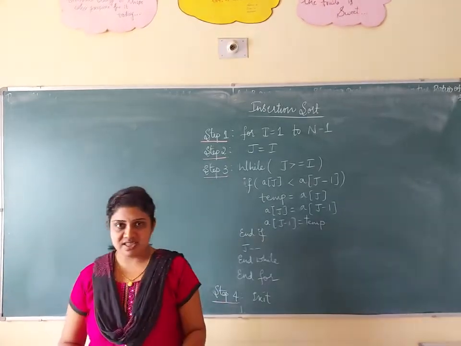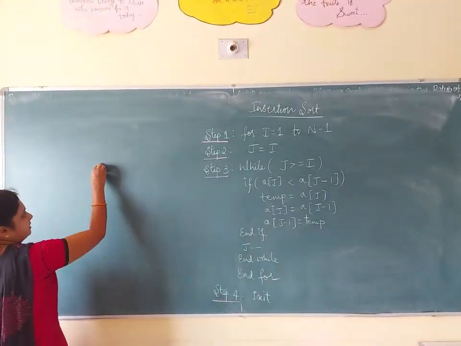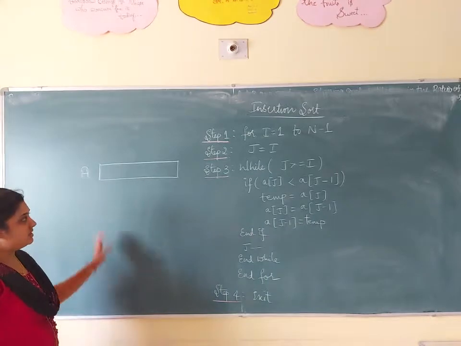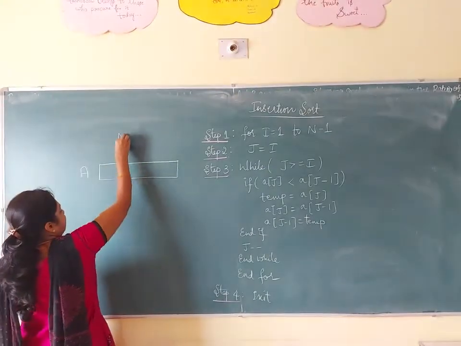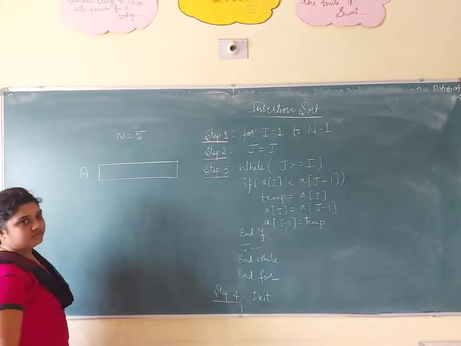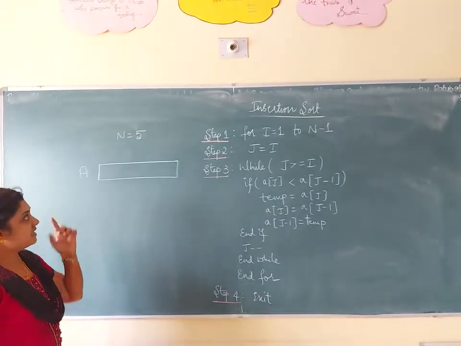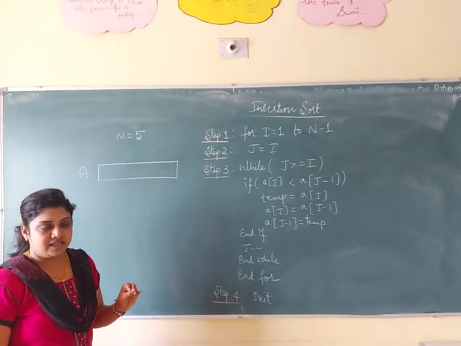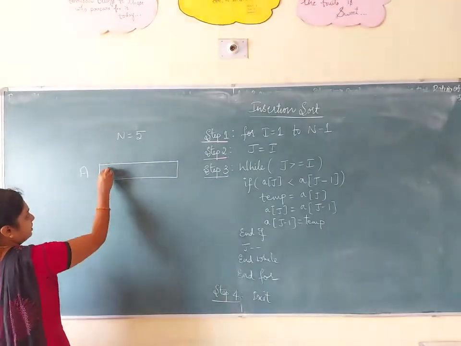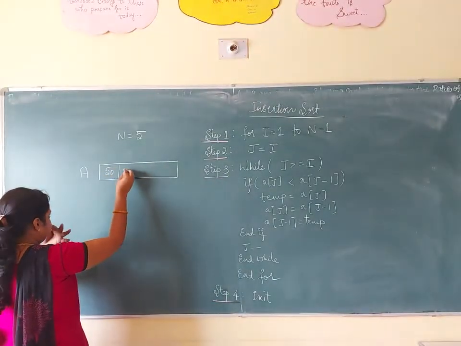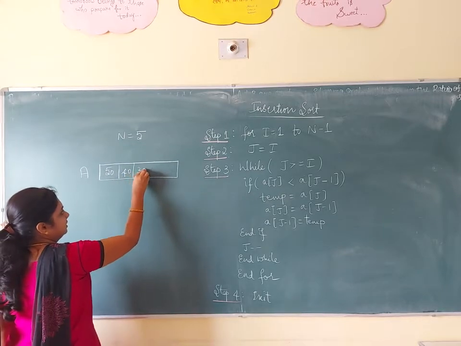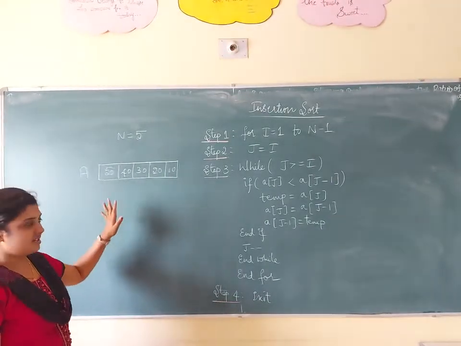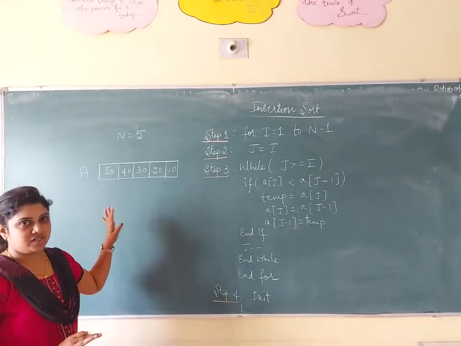Now consider an array A, and it has a size n equals 5. This is an unsorted array, which means it is not arranged in an order. I am going to take some 5 values, that is 50, 40, 30, 20 and 10. This is an unsorted array. I want to arrange it in an order.